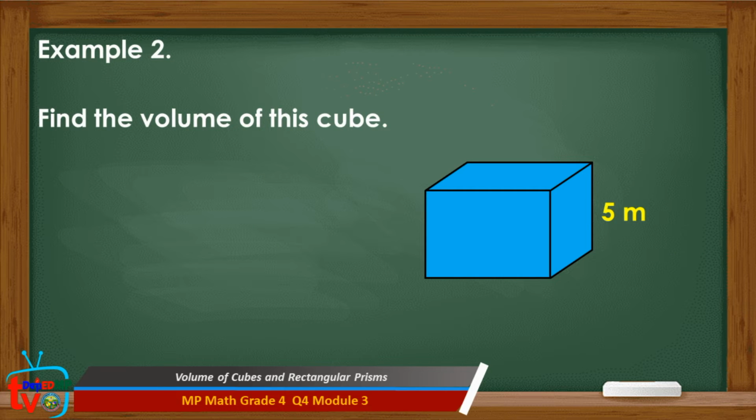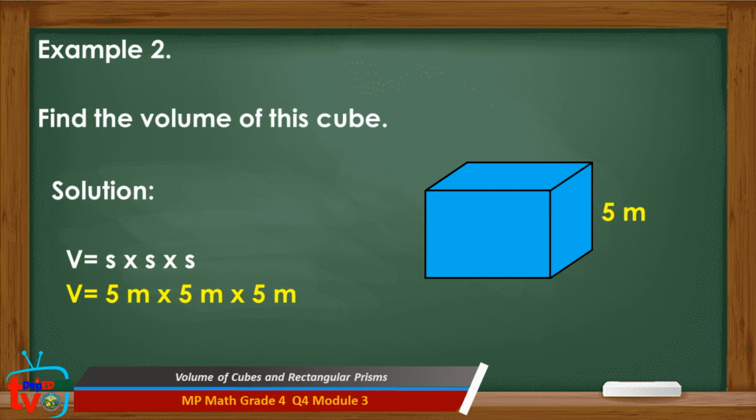Example 2. Find the volume of this cube. Solution: volume is equal to side times side times side. Substitute the formula with the given value. So volume is equal to 5 meters times 5 meters times 5 meters. So volume is equal to 125 cubic meters.